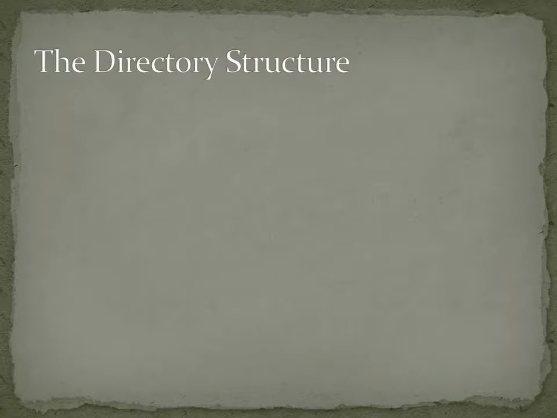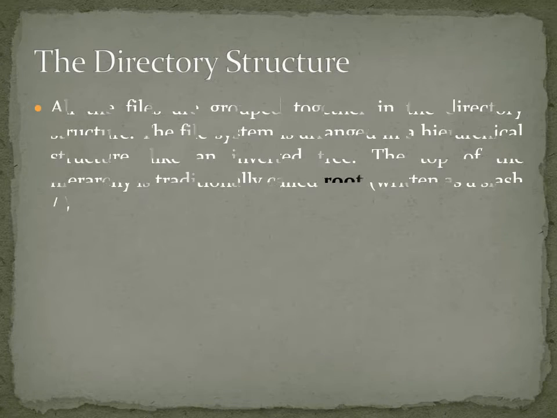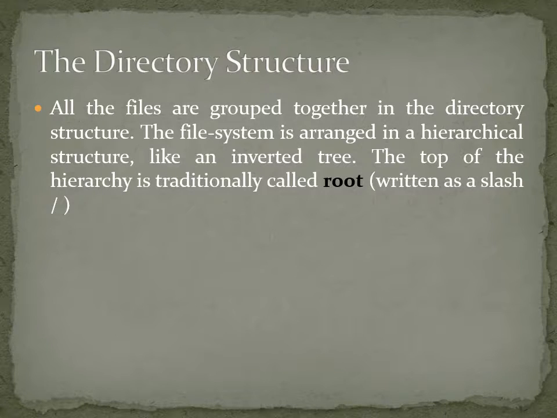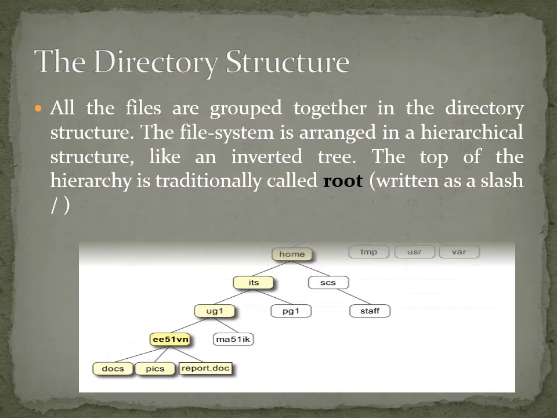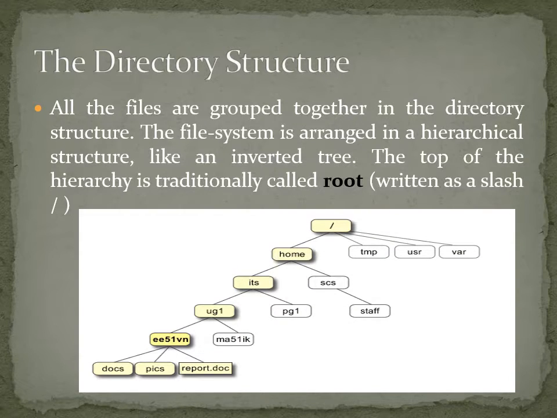The directory structure. All the files are grouped together in the directory structure. The file system is arranged in a hierarchical structure, like an inverted tree. The top of the hierarchy is traditionally called root, written as a slash. This picture shows how the system files are structured or connected like an inverted tree.